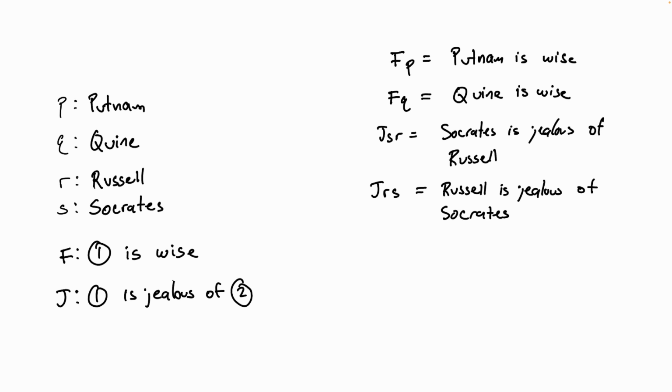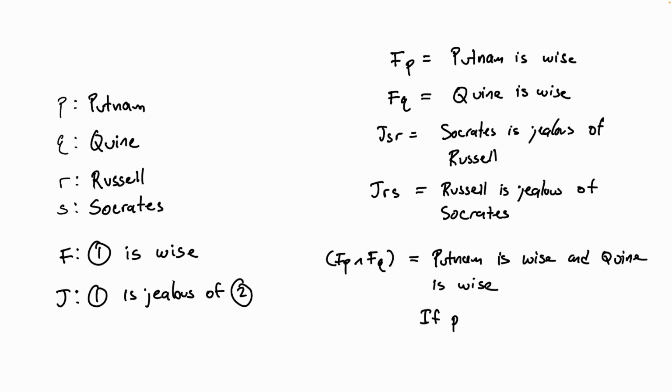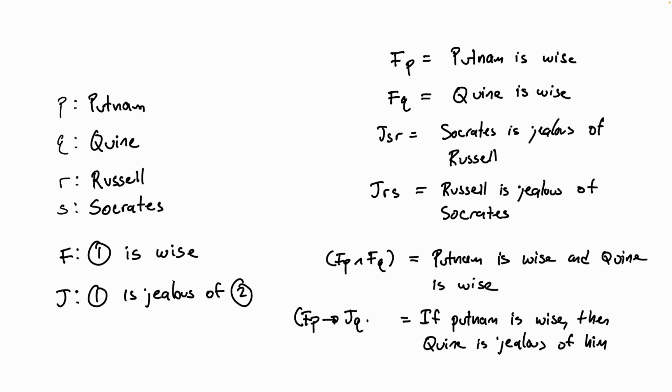Once you've built up some initial propositions out of names and predicates, you can then use the logical connectives in the usual way. So, for instance, to assert both that Putnam is wise and that Quine is wise, you write FP and FQ. To assert that if Putnam is wise, then Quine is jealous of him, you write if FP, then JQP, and so on.